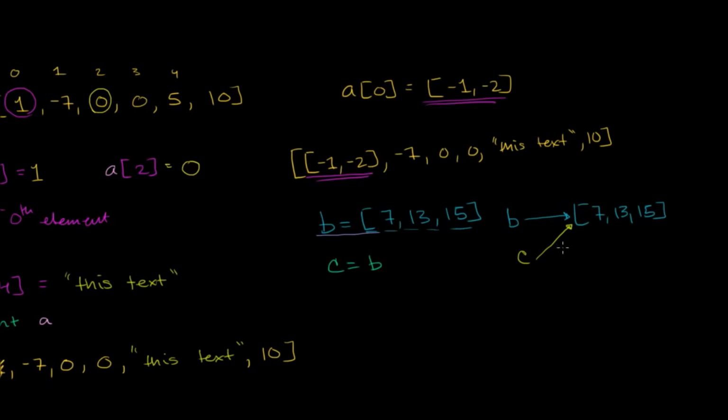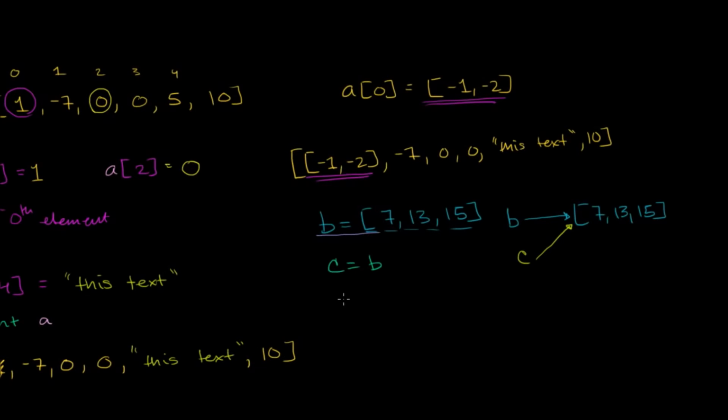C is not a copy of it. We didn't make a copy of it and make c refer to that. And what's relevant here is if we now change c, or if we change what c is referring to, we'll also change what b is referring to. And I'll show you that in a second with the interpreter.